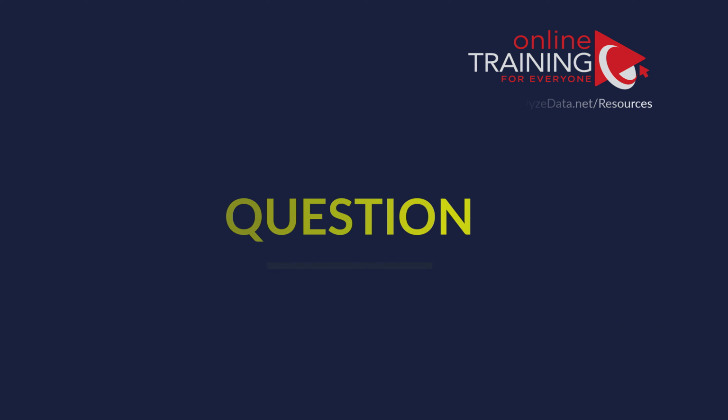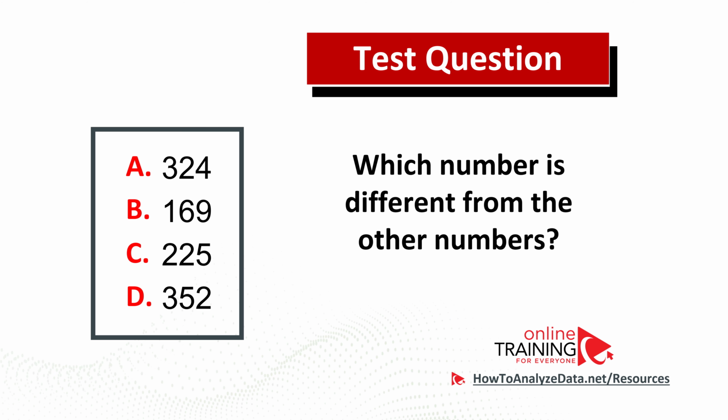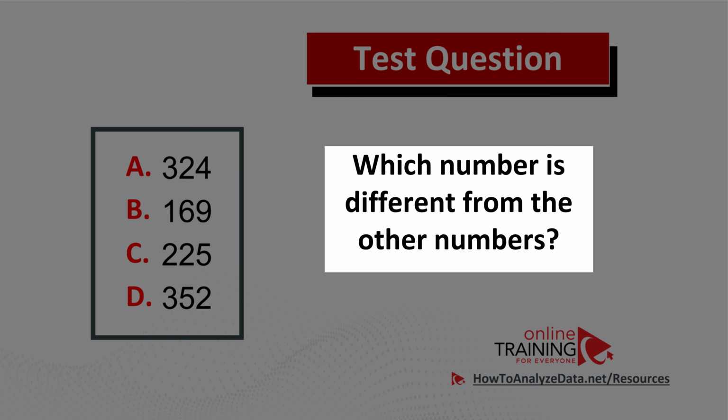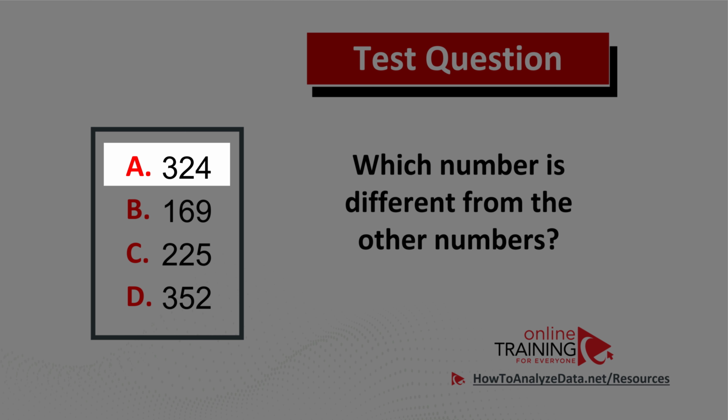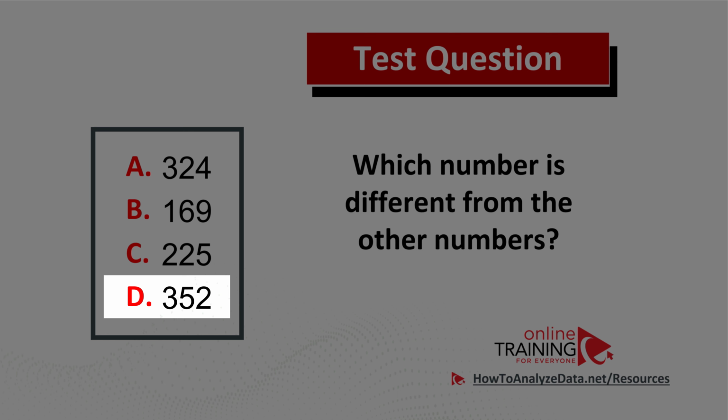Let's look at the interesting and tricky question you frequently see on the test. Which number is different from the other numbers? And you have 4 different choices. Choice A, 324, choice B, 169, choice C, 225, and choice D, 352.